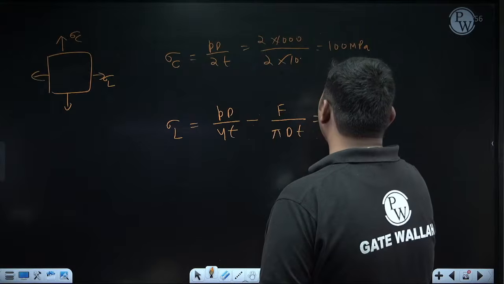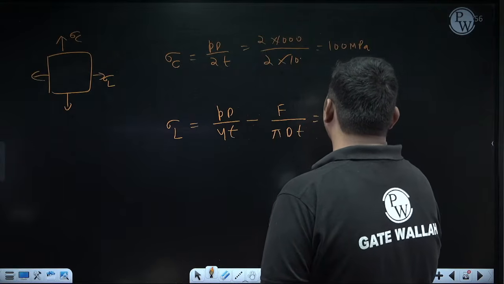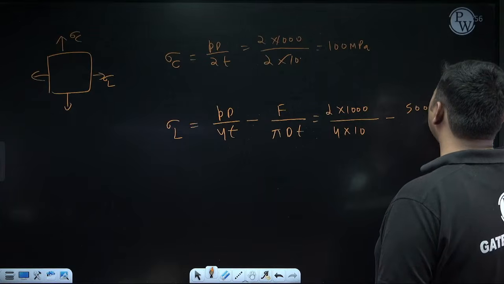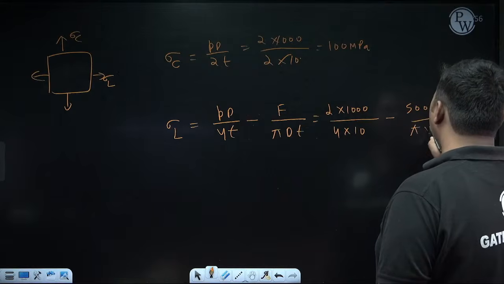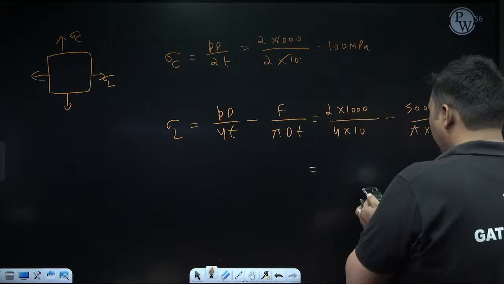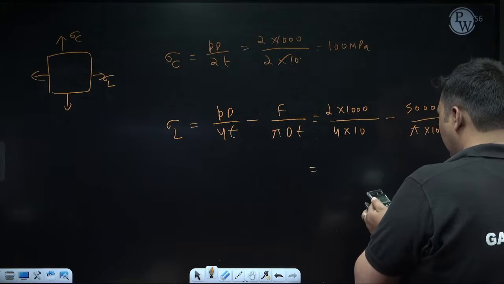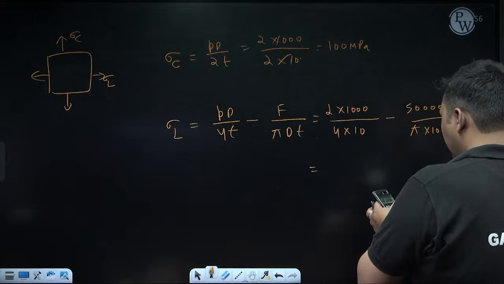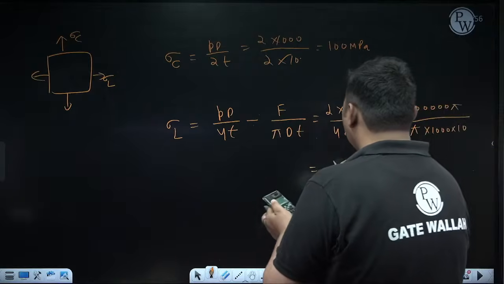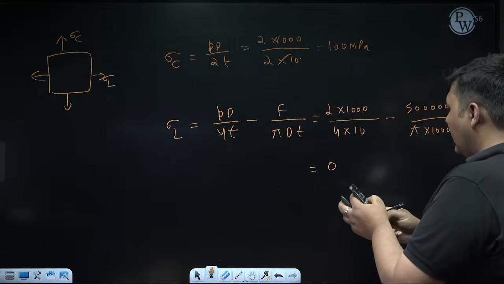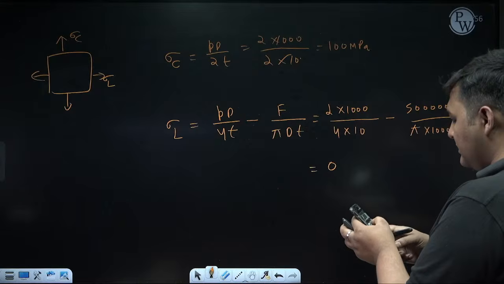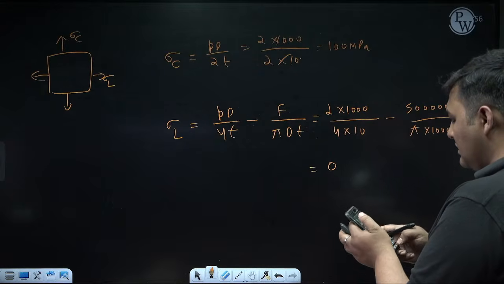Now P is 2 megapascal, D is 1000, thickness is 10 mm, minus axial force F, which is 500,000 pi Newton, divided by pi dt. D is 1000 into t is 10. How much is it coming? 2 into 1000 divided by 4 divided by 10 is 50, minus 500,000 pi divided by pi into 1000 into 10. It is coming 0. Please check the calculation. Calculation is your partner. 50 minus 50, yes, it is coming 0.